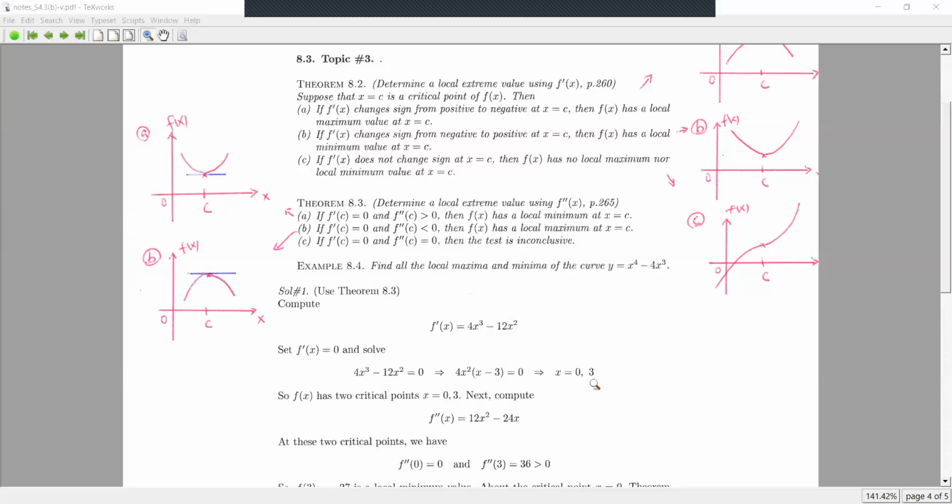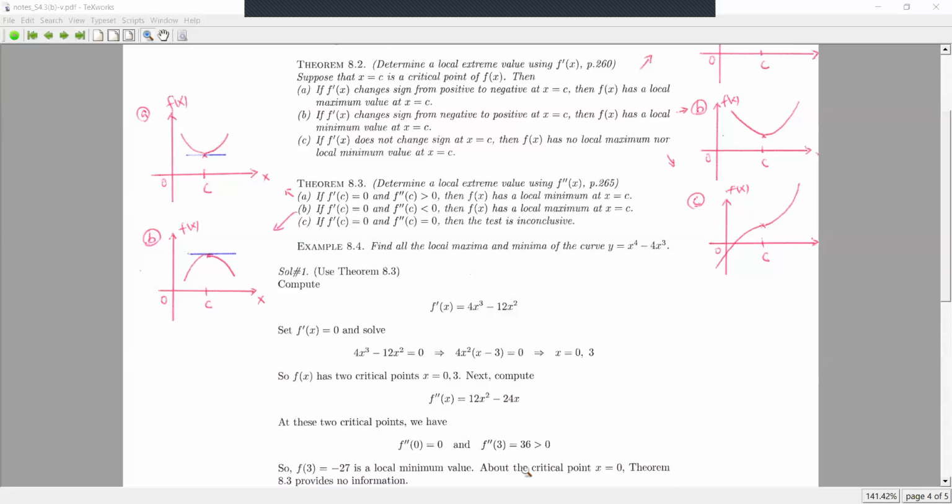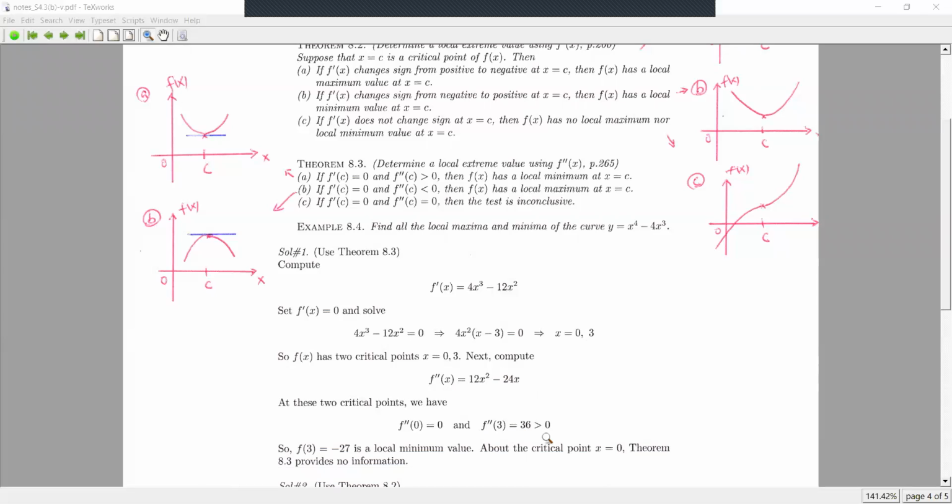At the critical point number 3, I plug in number 3 in x here. Then I get the second derivative at 3 is 36, a positive number. The second derivative is positive, so the curve is concave up. So at the point 3, the graph of the function f is concave up. So it is this case A. The function f has a local minimum at the point 3.